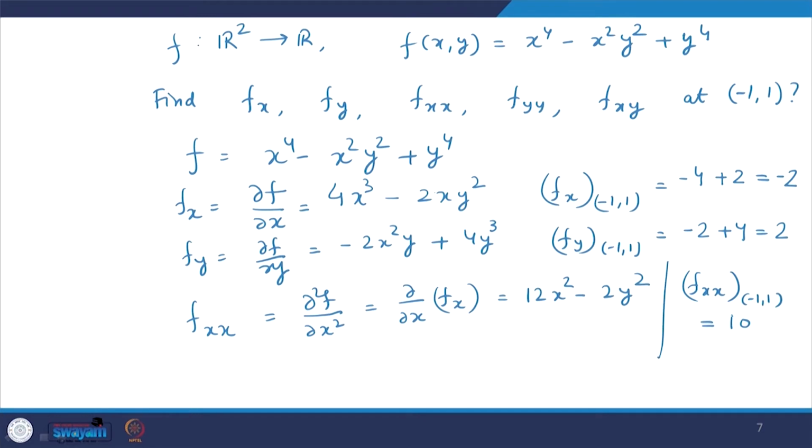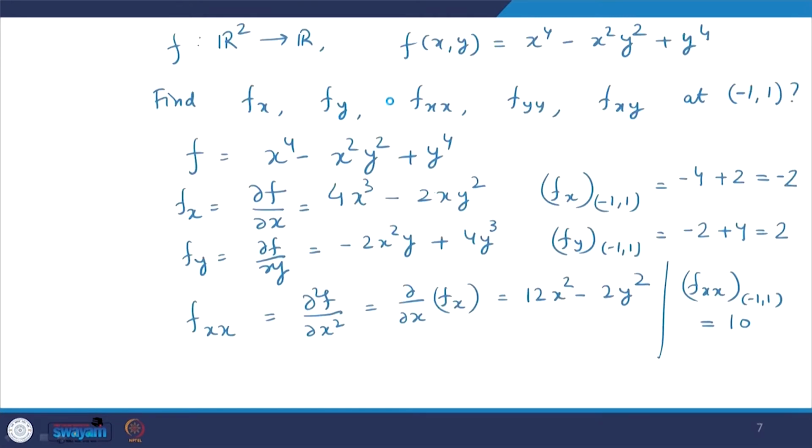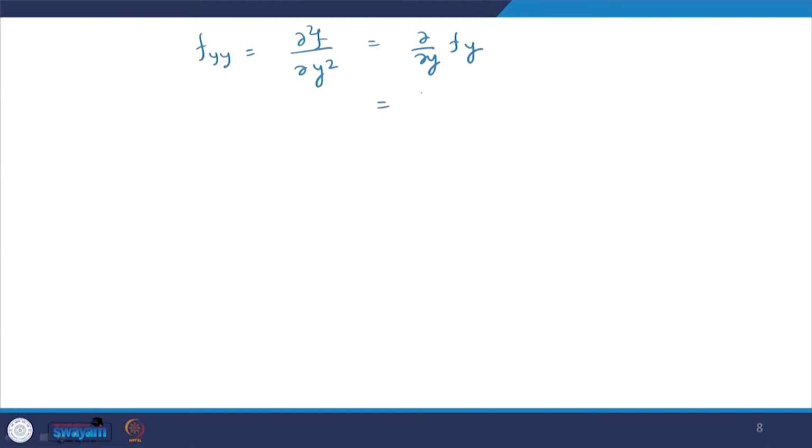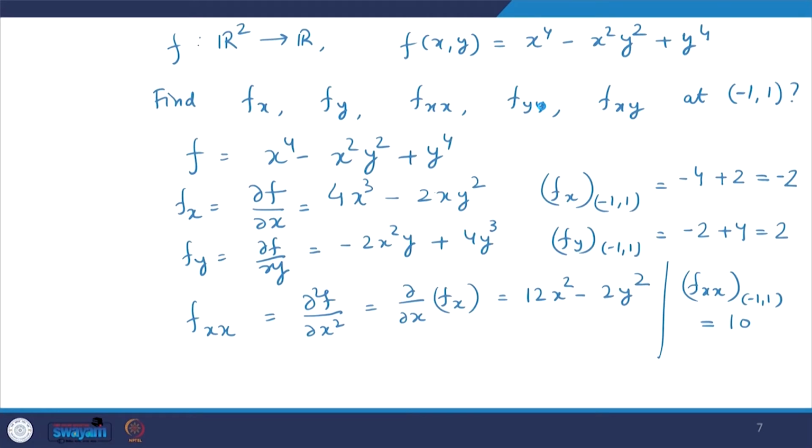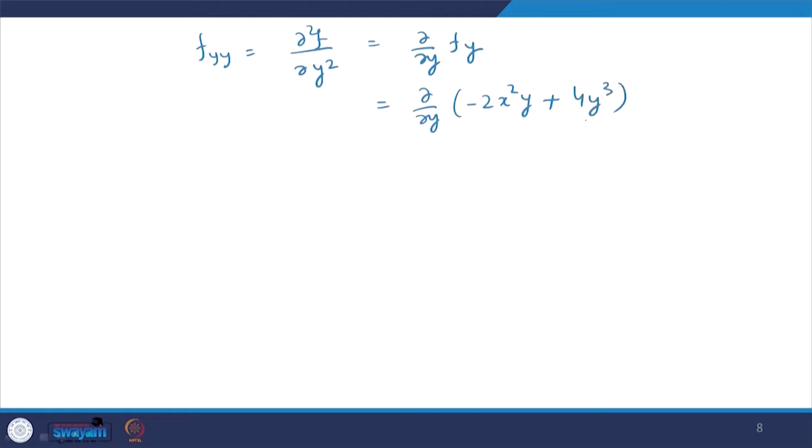Now, suppose you want to compute f y y. What is f y y? It will be del square f upon del y square, which is del by del y of f y. f y we have already computed: f y is basically minus 2 x square y plus 4 y cube. So, that will be del by del y of minus 2 x square y plus 4 y cube. This will be equal to minus 2 x square plus 12 y square. Now, at minus 1 comma 1, it will be minus 2 plus 12, which is again 10.